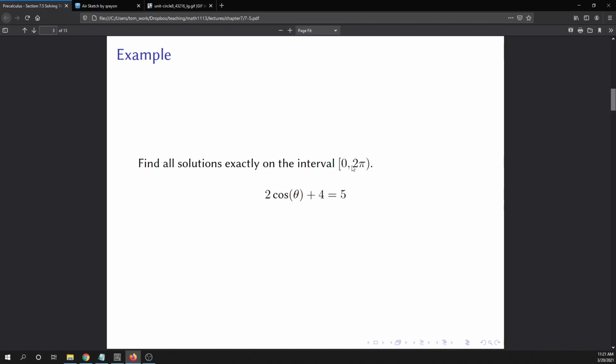Okay, so first off, noting here they want the solutions to be in the interval from 0 to 2 pi. These angles are specified in radians, and we can tell that because there's no degree sign here. So our answers to this problem should be in radians.